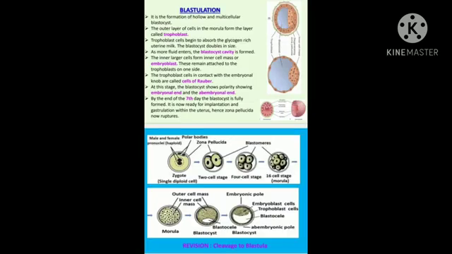Now here we will study the next stage, that is called as what? Blastulation. Blastulation is the process of formation of the hollow and multicellular blastocyst. The embryo, which is now called as blastocyst, enters the uterus and remains floating in the uterine cavity for about 2 to 4 days.